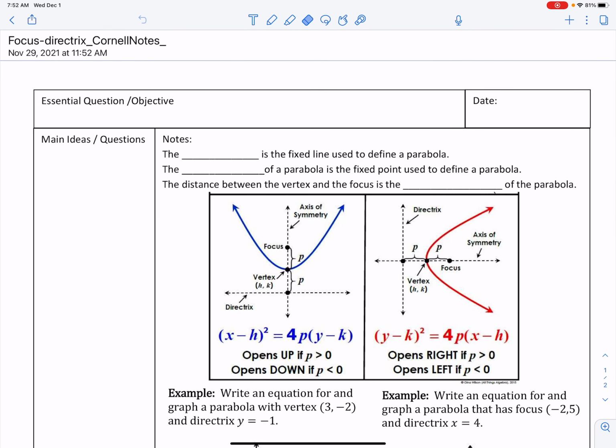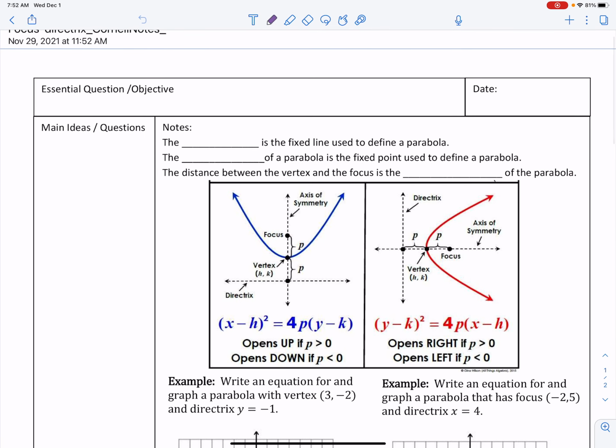All right, so today our essential question or our goal is that the student will be able to use the focus and directrix in order to write the equation of a quadratic or parabola. So they're making the parabola shape.